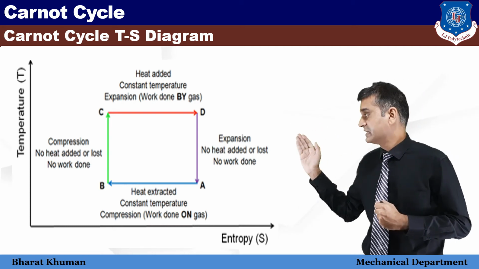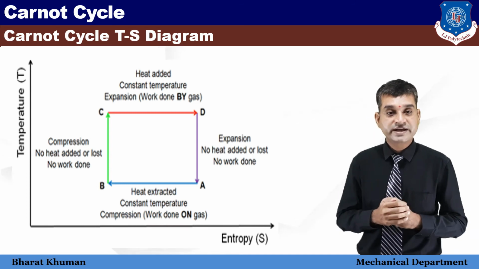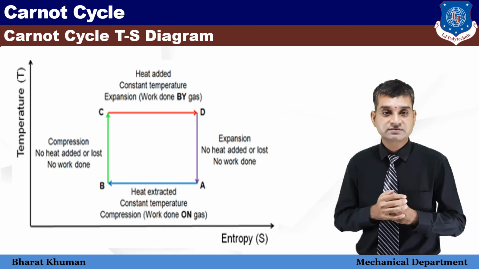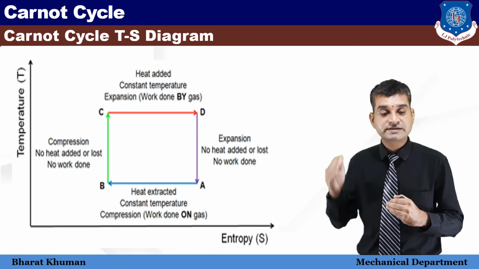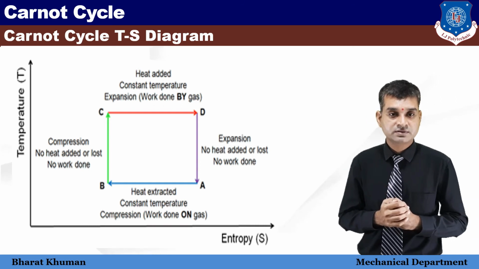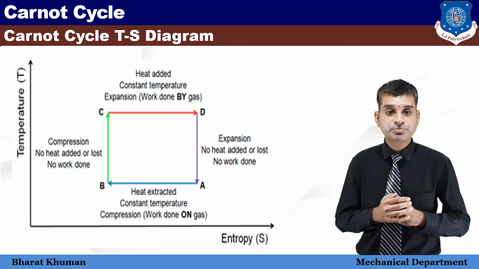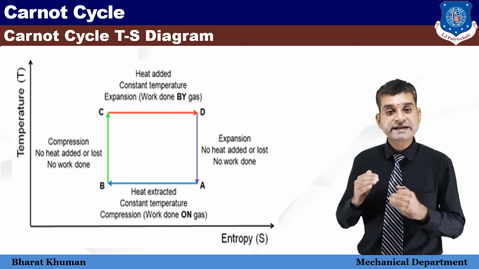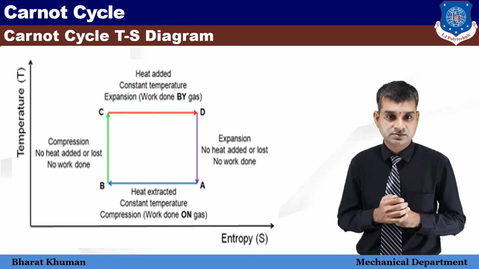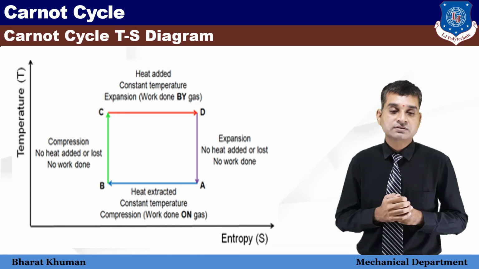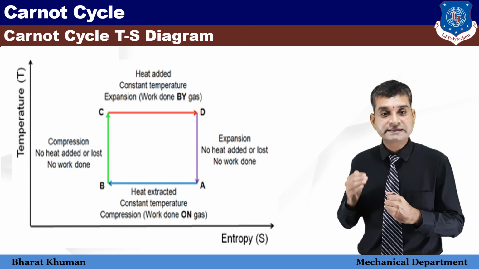Students, here we can see in the diagram. Process CD, an expansion process where work is done by the gas, where heat is added but at constant temperature. Now process DA, it is an expansion process. No heat added or lost. So students, here we have discussed the PV and TS diagrams.